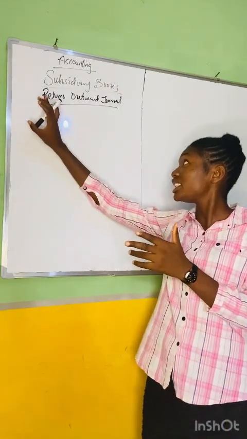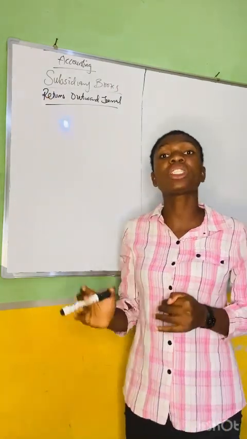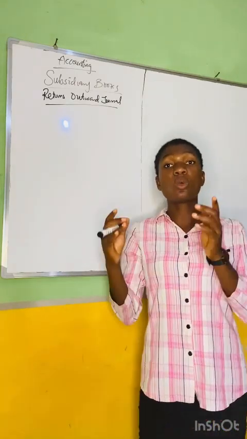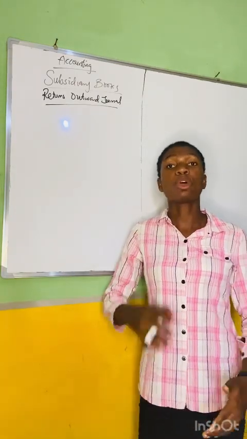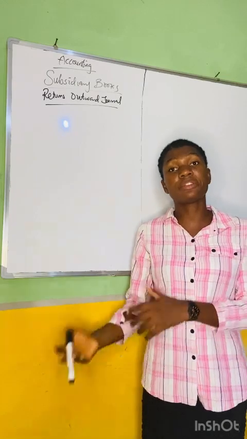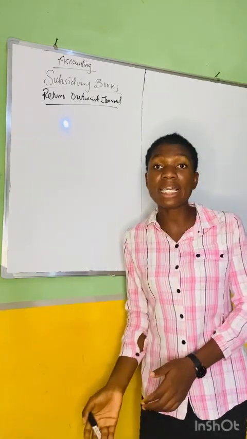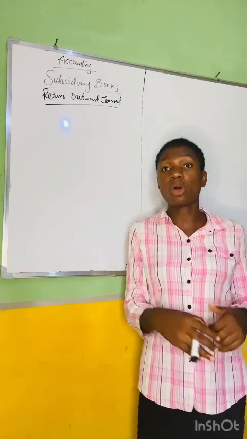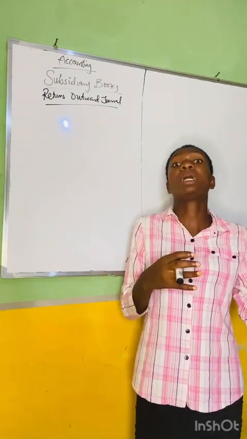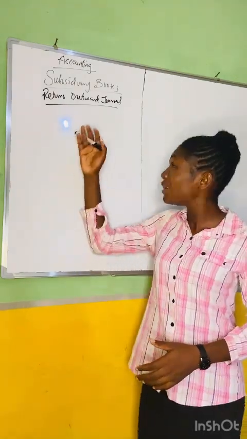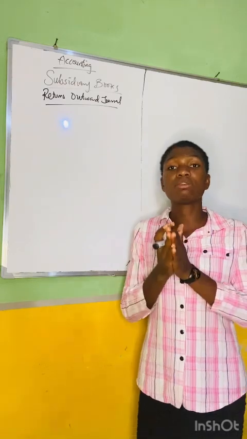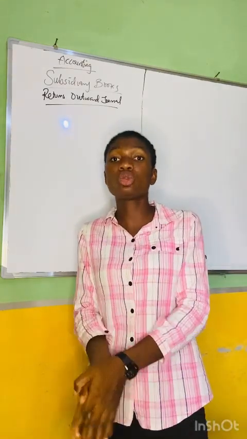You can call it the returns outward journal or the purchases returns, because the goods were once purchased by the business, but for one reason or the other, maybe there were defects, maybe it was expired, the quality was lesser, or there are many reasons, or it was damaged while in transit. So for any of those reasons, the business can return those goods back to the supplier.